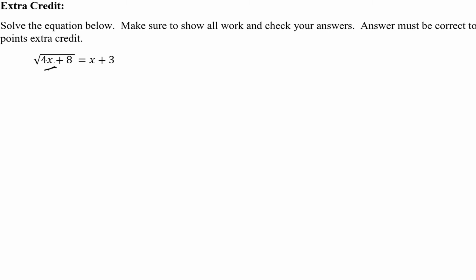When you have a square root, what's undoing that is squaring it, and then I need to square this as well. So when you square this, you end up getting 4x plus 8 equals.